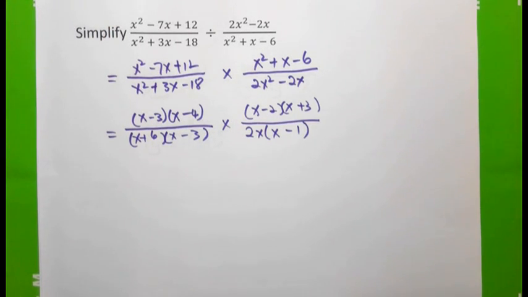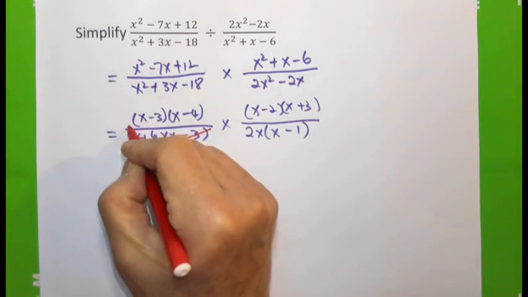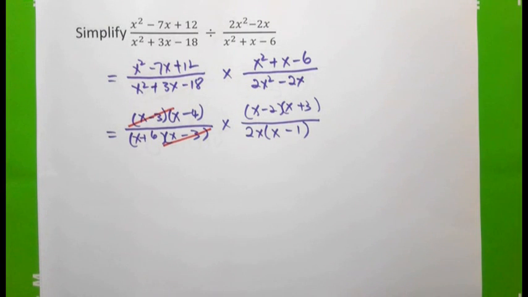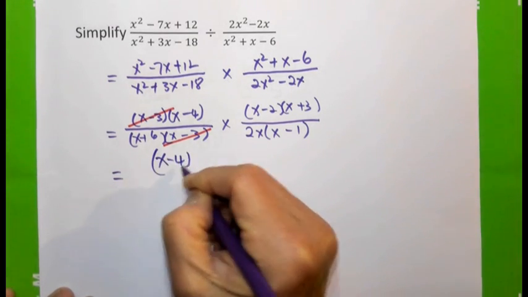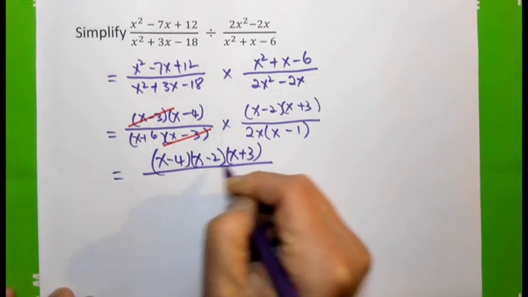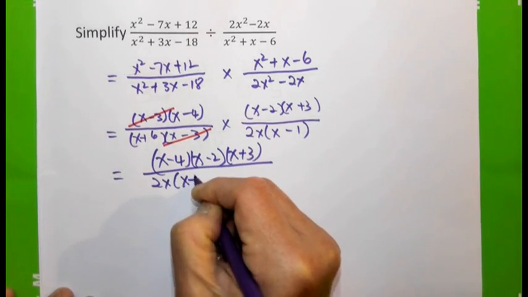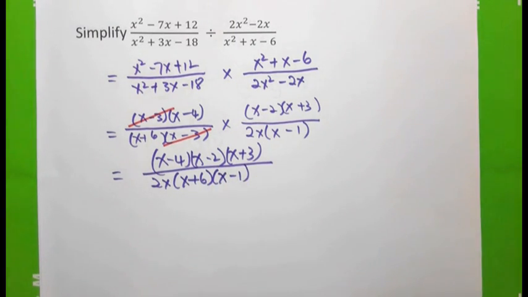Alright, let's do some elimination. We can cancel x minus 3 with x minus 3. Is there anything else? No. That's it. So we can rewrite that as (x minus 4)(x minus 2)(x plus 3) divided by 2x(x plus 6)(x minus 1). That is the answer. You've got some questions for you to try and work on in the worksheets. Answers will be provided as well.